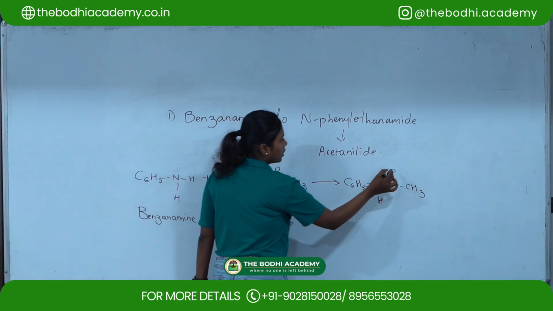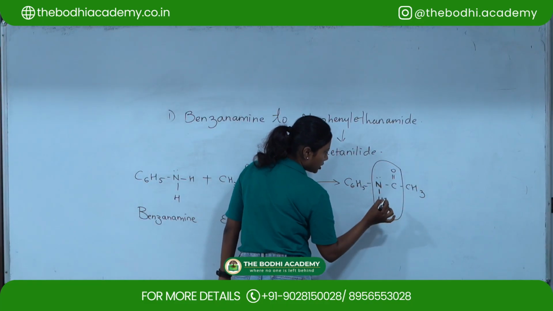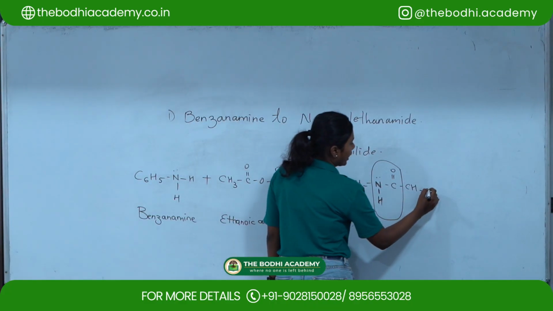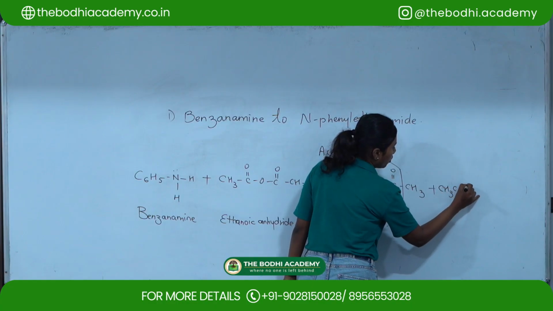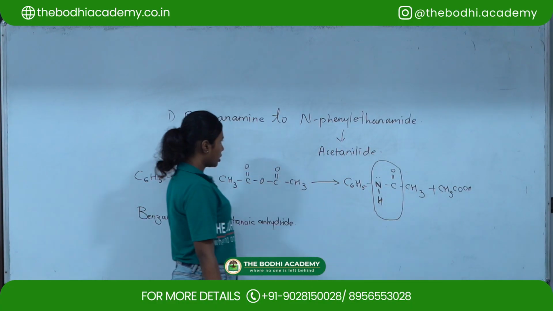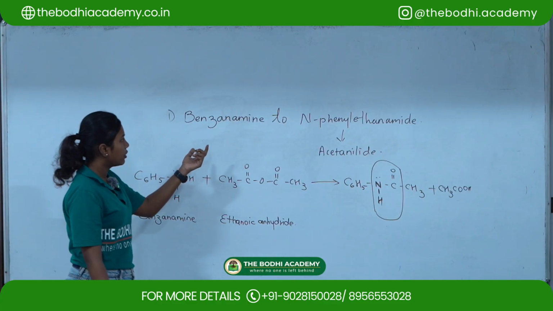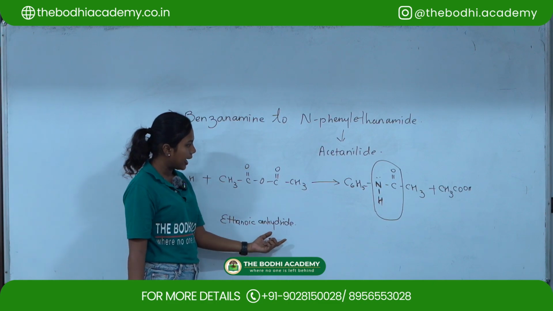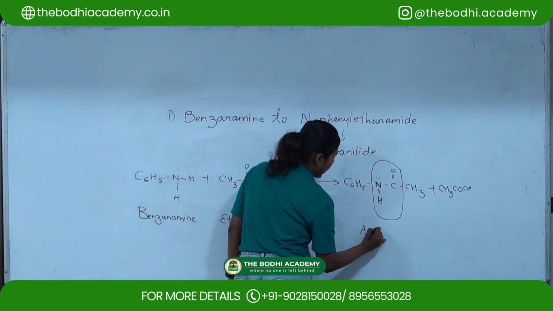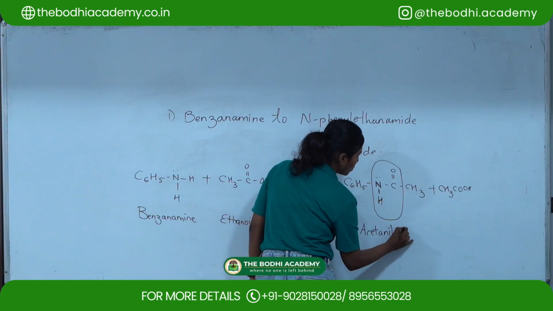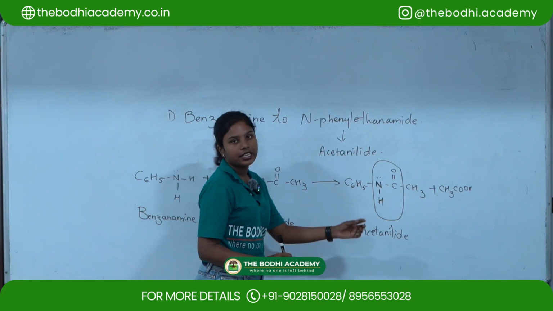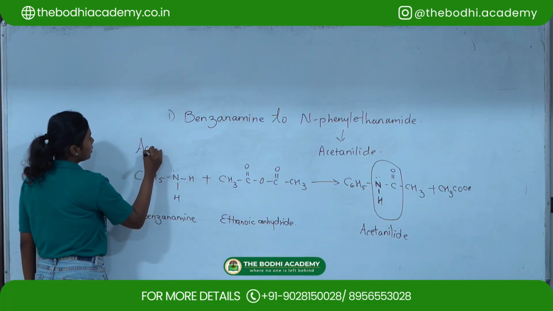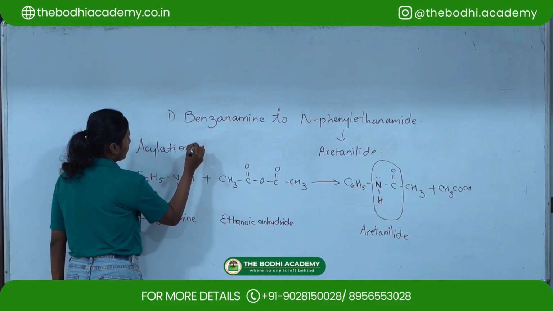So here we have received our amide group that is present, that is we have NH and C double bond O. Along with this we get CH3COOH as the byproduct. So for benzenamine to N-phenyl ethanamide, we take benzenamine and react it with ethanoic anhydride, which in turn gives us acetanilide, also known as N-phenyl ethanamide, and CH3COOH. The name of this reaction is acylation reaction.